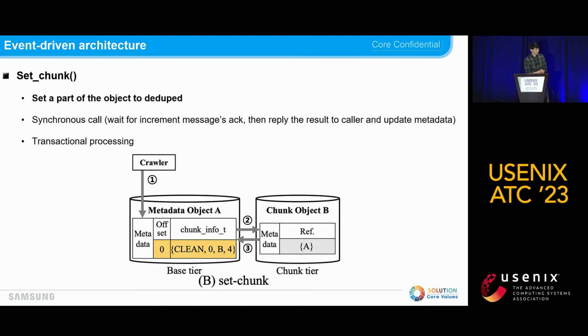There is a representative API called set chunk in this architecture. Set chunk is introduced to set a part of an object to dedup. All operations in set chunk are done, which means that TiDedup would never update dedup metadata until all operations are done. So it is safe if a failure occurs.